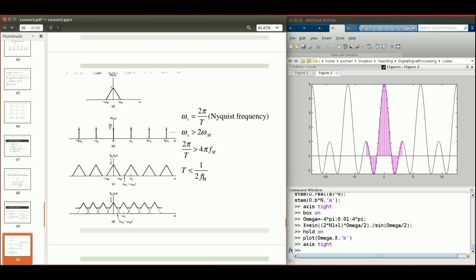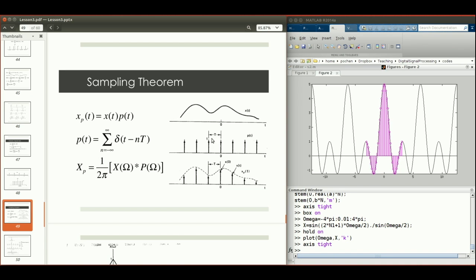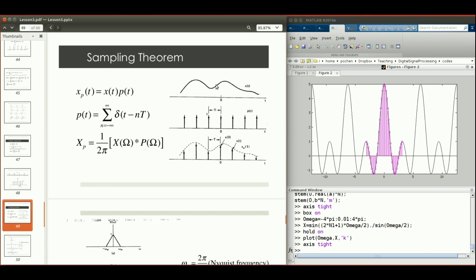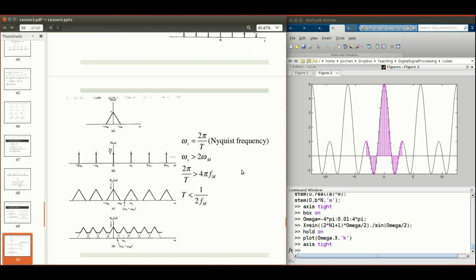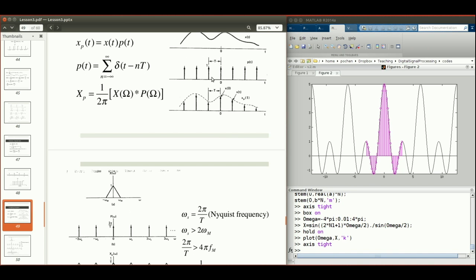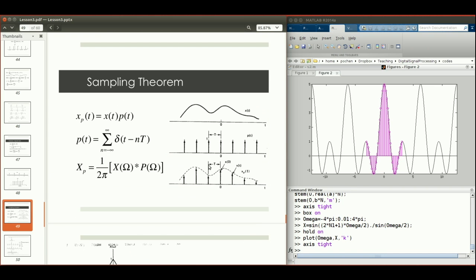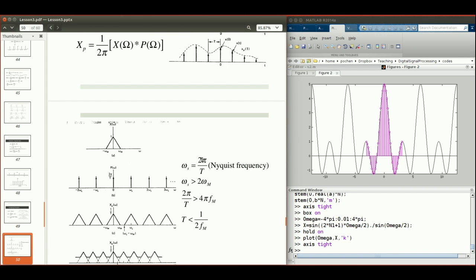fM is in hertz. So your sampling interval in the time domain, big T, is now related to the inverse of the maximum frequency of the original continuous time signal. And omega s is now called the Nyquist frequency. The Nyquist frequency is 2 pi divided by big T, where big T is the sampling interval in time. So once you have a sampling interval big T, you can compute the Nyquist frequency this way, 2 pi divided by big T.